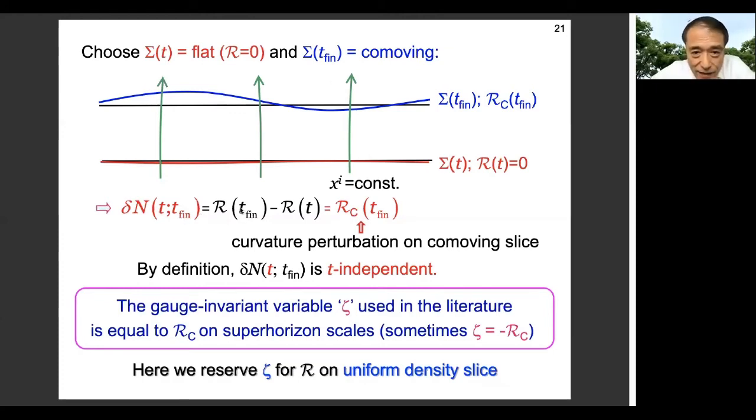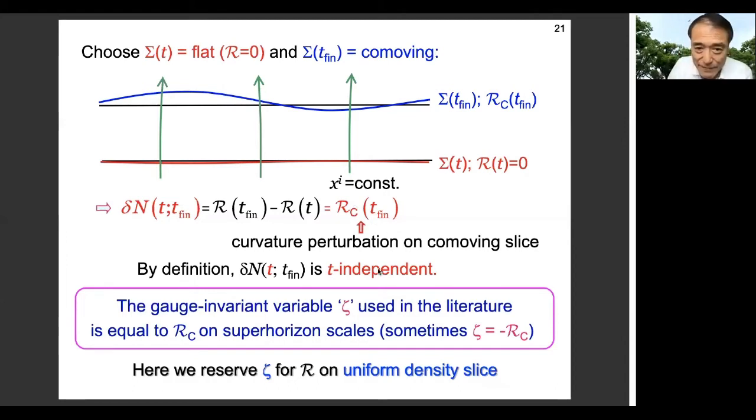Then, by definition, delta n is the difference between the two, but the final one will be the curvature perturbation on comoving slice. The initial one is on flat slice, by definition it vanishes. So you see that delta n just gives you the curvature perturbation on comoving slice.